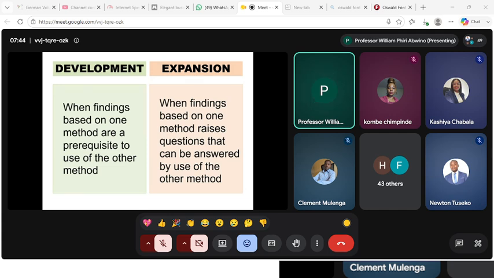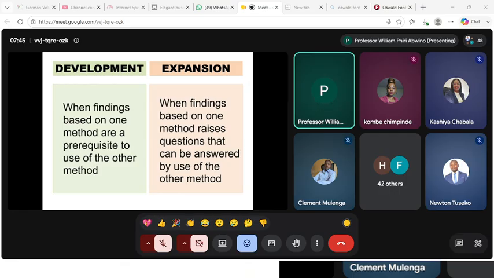Have you seen that? I hope you are able to see that and digest it. So in research, sometimes you would find that your preliminary findings, maybe a particular method was actually handy. But once that is done, it will act as a prerequisite for you to employ another method. So that is what we mean by development.